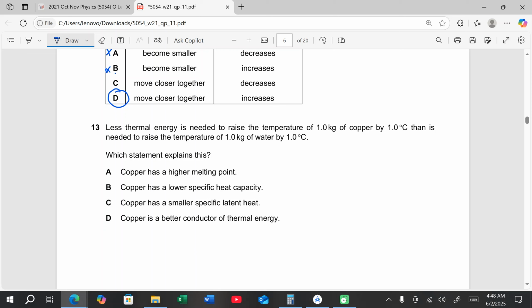Less thermal energy is needed to raise the temperature of 1 kg of copper by 1 degree Celsius than is needed to raise the temperature of 1 kg of water by this. Which statement explains this? So copper has a lower specific heat capacity, because this whole definition is of heat capacity.